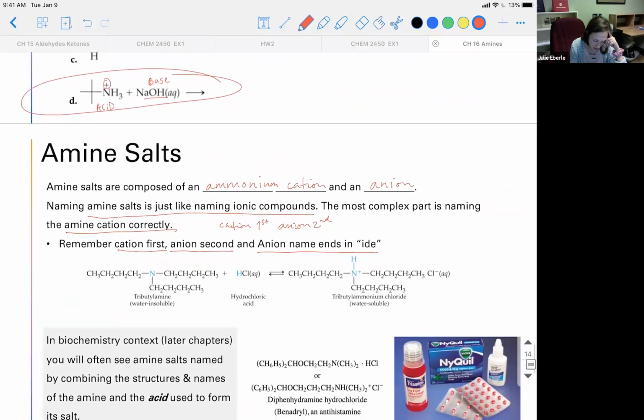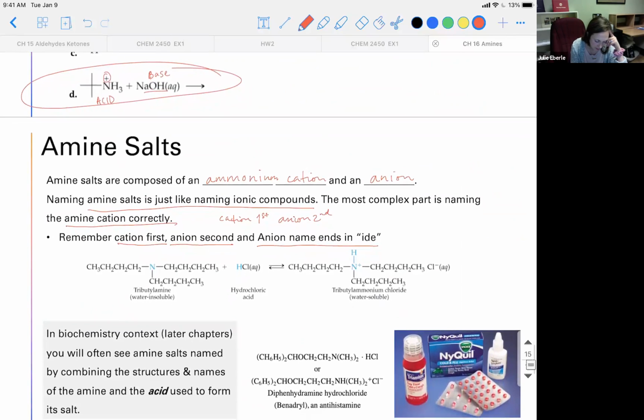All right, so it gives you another example here. Let's say we have this really big ammonium compound. That looks really hard to name. That is tributylamine when it's just the free amine. No plus charge on that nitrogen. It's a tertiary nitrogen, tributylamine. Okay, there's so many carbons there. It's not soluble in water, so it's water insoluble.